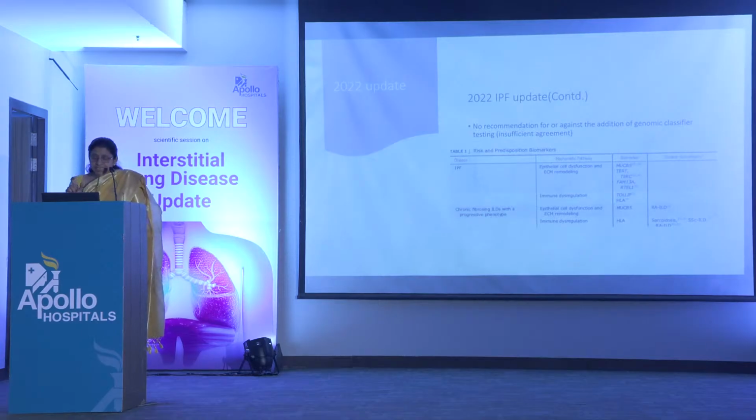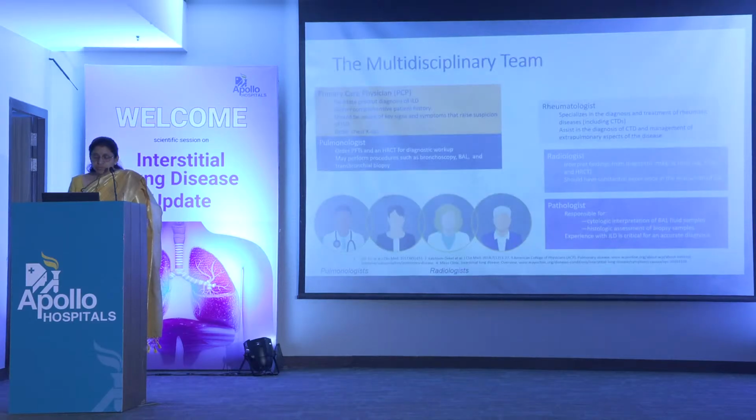These are the specific tests showing epithelial cell dysfunction and immune dysregulation, so the TOLLIP gene, the MUC5B mutation. So these are the mutation studies which have been recommended as part of the 2022 guidelines, but there has been no recommendation for or against the addition of genomic classifier testing. There was insufficient agreement as of 2022. Probably the next update will be more specific about which tests to do and in whom to do these tests.